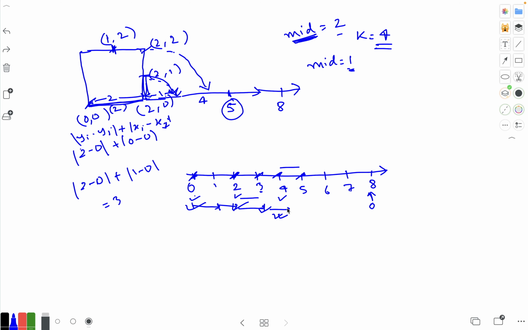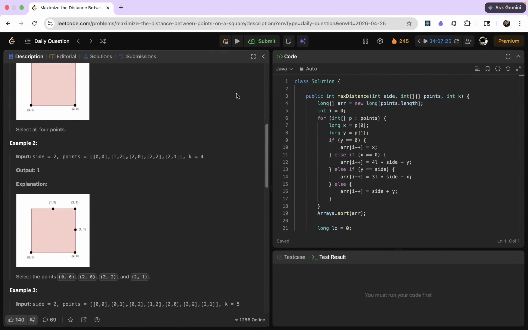Can we select this point? Yes, we can select this point. So we see we have already selected 4 points. We don't need to check afterwards. So as soon as we see we can select 4 points, the answer for mid equal to 1 is true. And since 2 is not possible, 1 is possible. So we are going to return 1. So that is what our answer is, right?